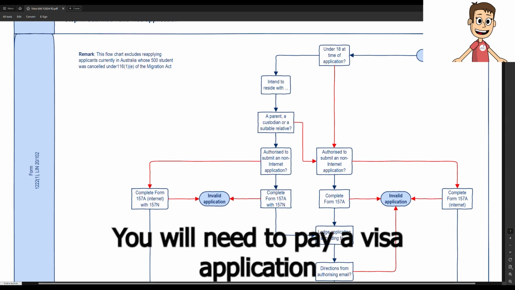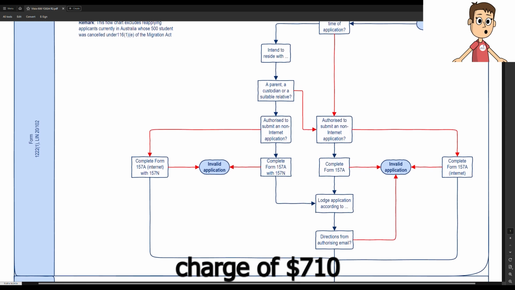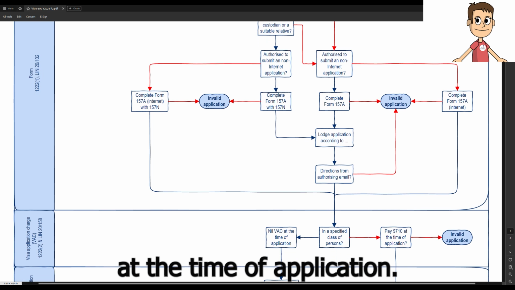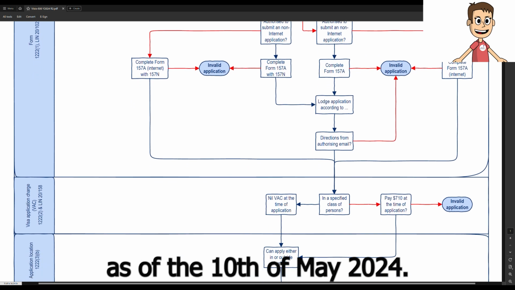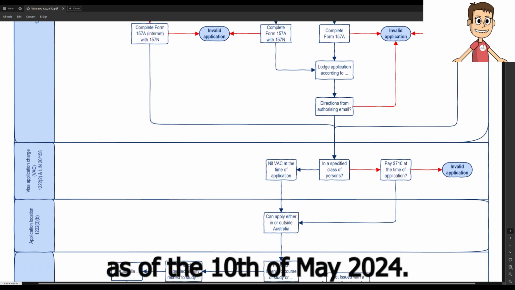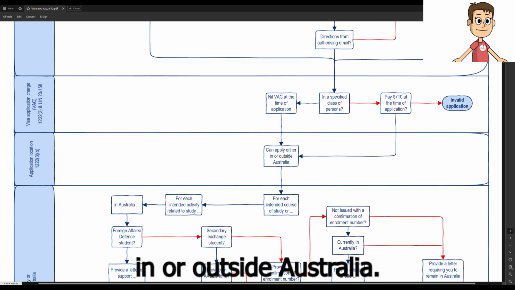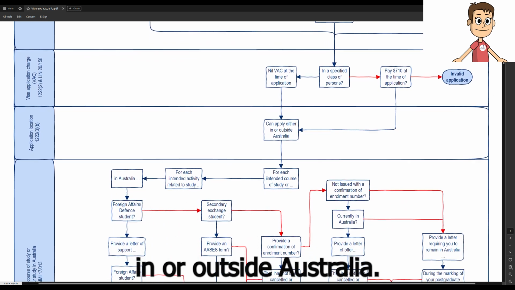You will need to pay a visa application charge of $710 at the time of application. This amount is valid as of the 10th of May 2024. You can either apply for this visa in or outside Australia.